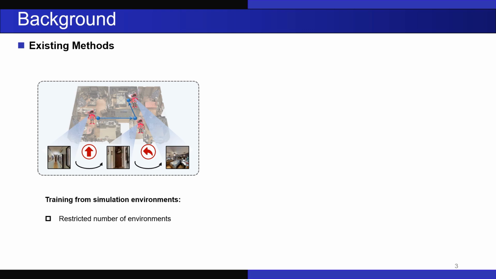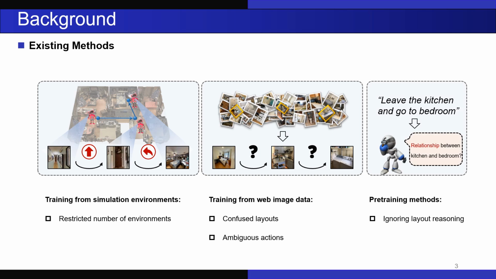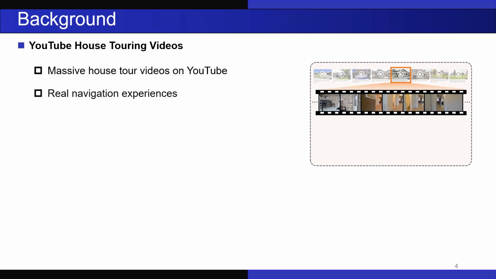To address this, other works seek to construct path-instruction pairs by using web image data. This, however, still suffers from confused layouts and ambiguous actions. In addition, existing pre-training methods also ignore the learning of the agent's layout reasoning ability, which can improve the agent's exploration efficiency. Fortunately, we notice that there are massive house tour videos on YouTube providing real navigation experiences and abundant layout information, but they are still underexplored.